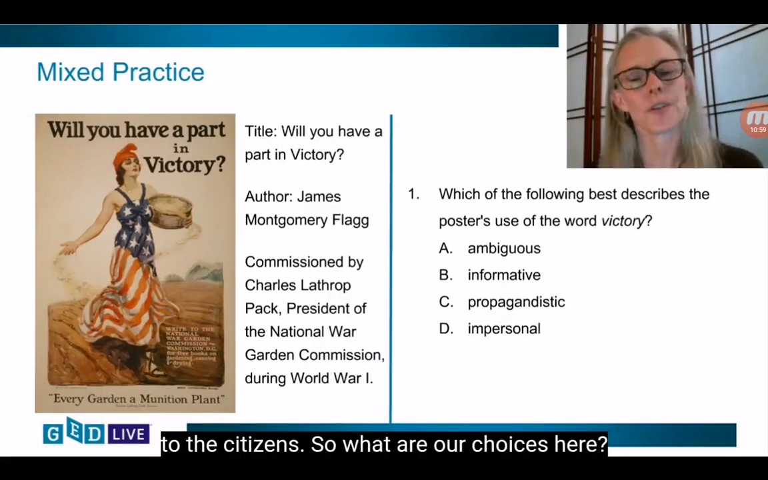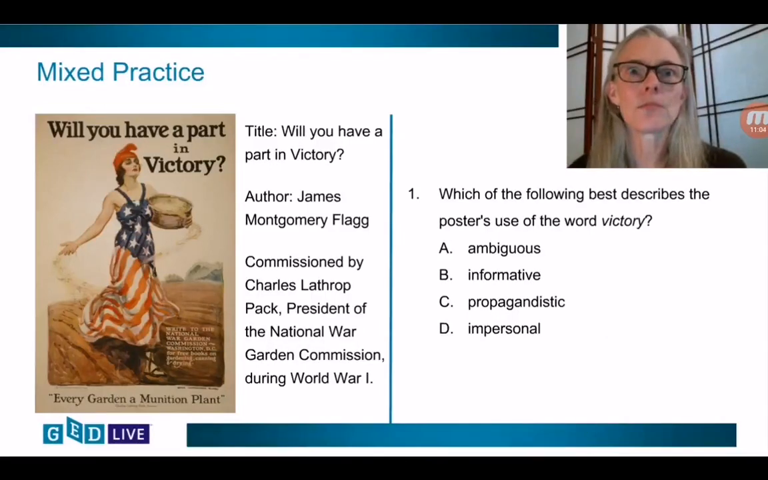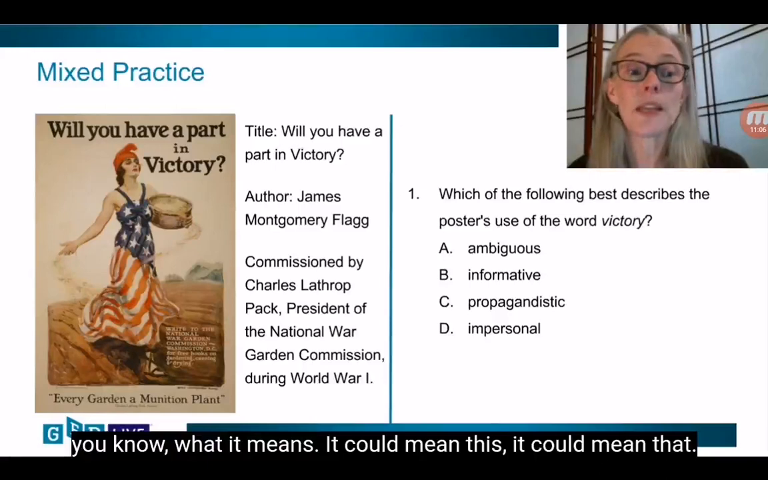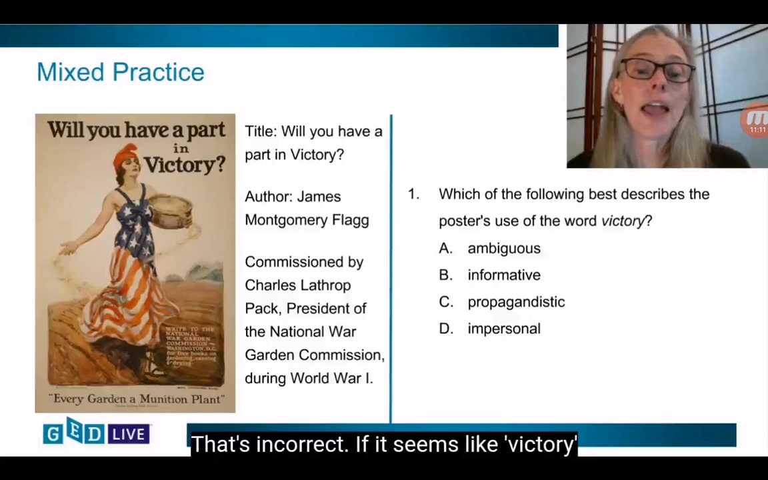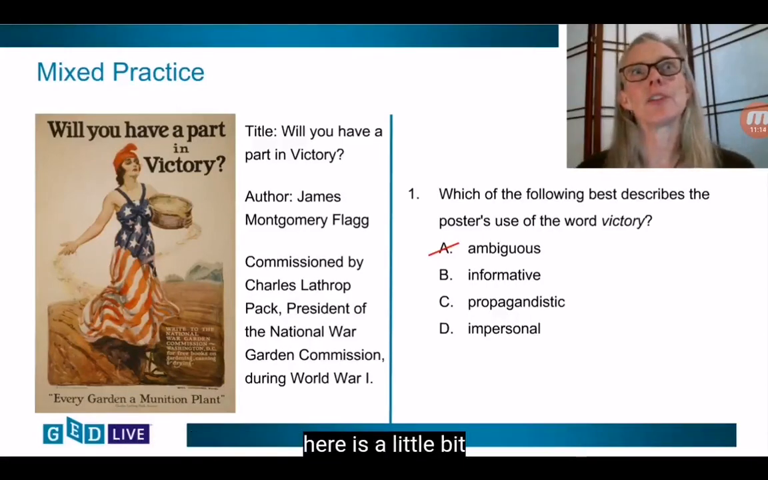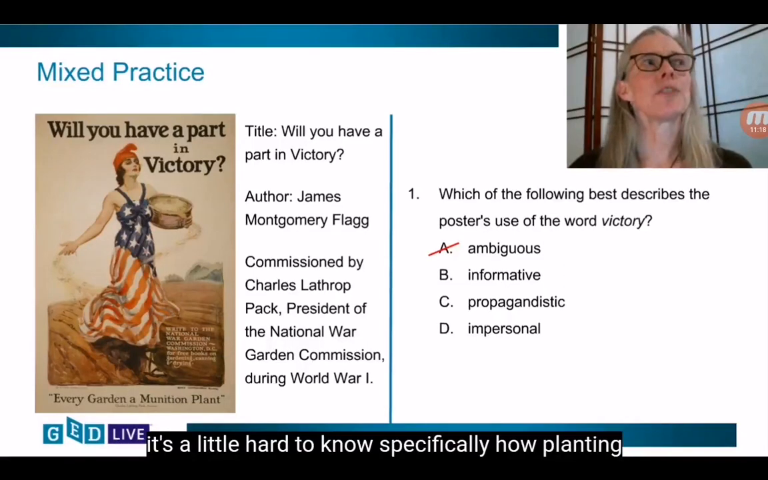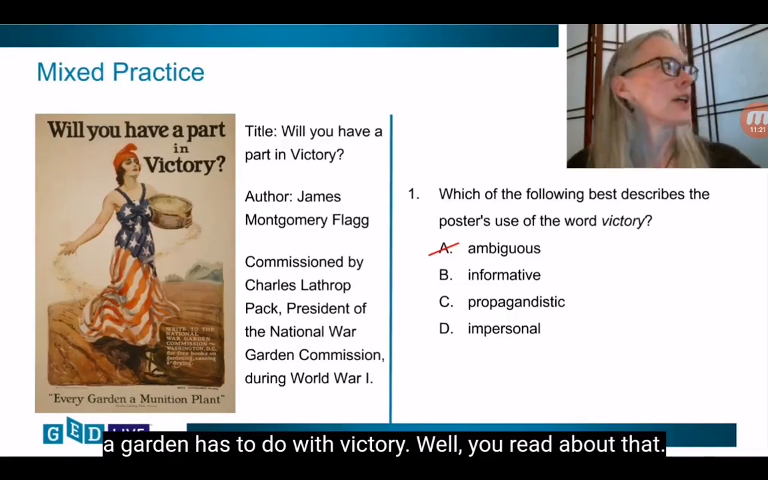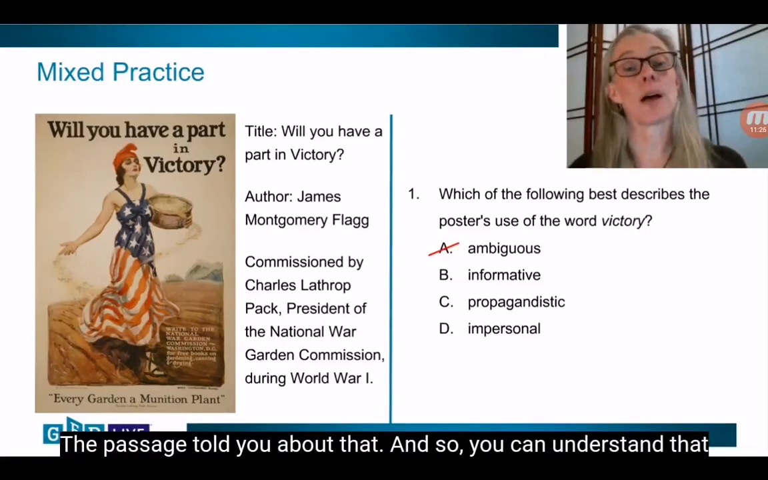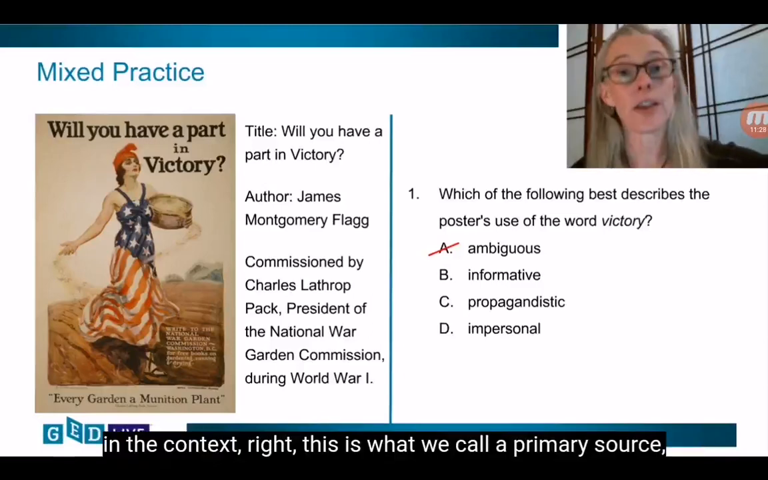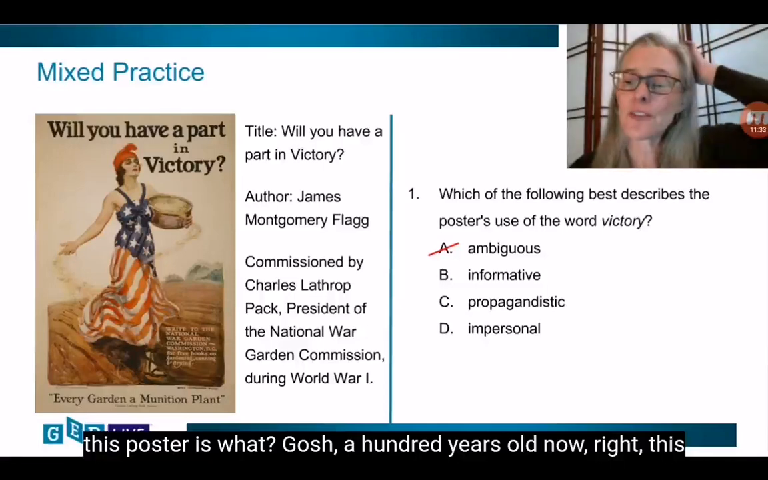So what are our choices here? Ambiguous, meaning it's not really clear what it means, right? Could mean this, could mean that. That's incorrect. And if it seems like victory here is a little hard to know specifically how planting a garden has to do with victory. Well, you read about that. The passage told you about that. And so you can understand that in the context, right? This is what we call a primary source. This poster is what?